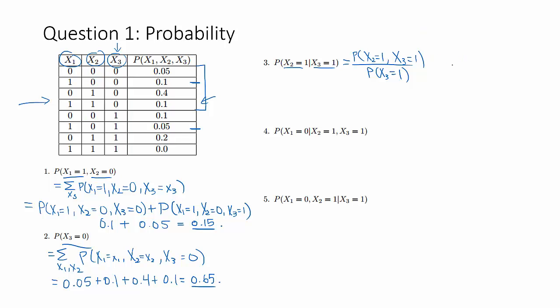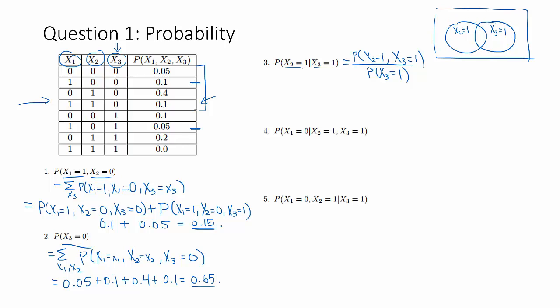So the picture that you should have in mind is as follows. Let's say that this area here represents x2 equals 1, and this area here represents x3 equals 1. And let's say that this box represents all our possible instantiations for x2 and x3. So everything outside this circle here is x2 equals 0, and everything outside this circle here is x3 equals 0.